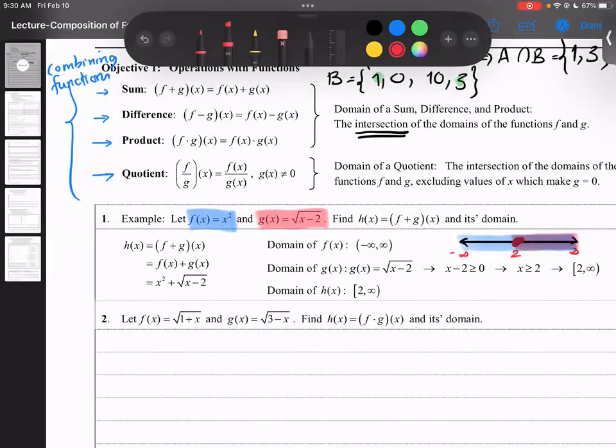So what's the intersection? It's the darker shade, right? So the domain of the final combined function will be from 2 to infinity. That's your final domain. That's what they meant by intersection between the two functions: the darker shade.